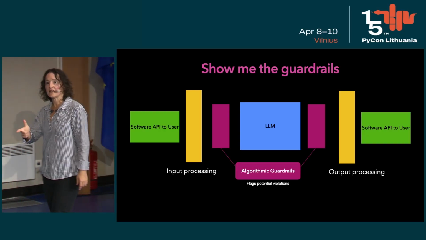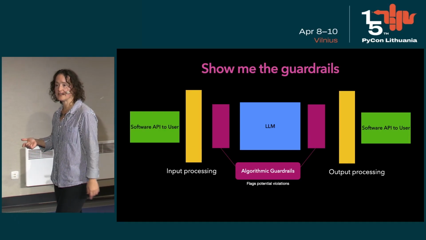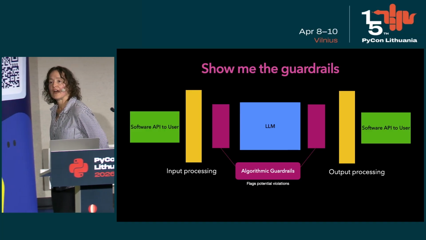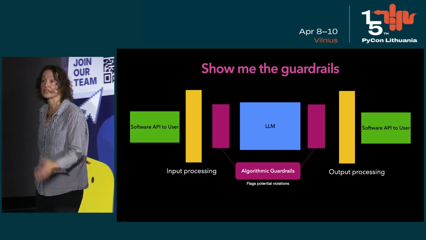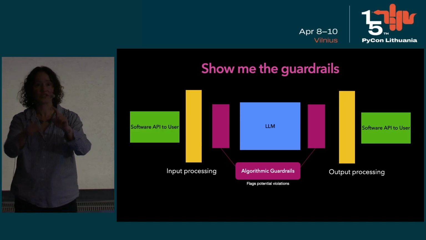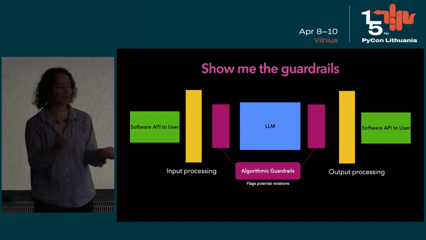The second is essentially just classifiers. These are external algorithmic guardrails. If you haven't used them, you can take a look. Your cloud provider certainly gives you guardrails that you can just type into and change and tune.